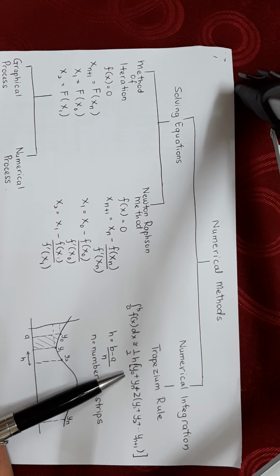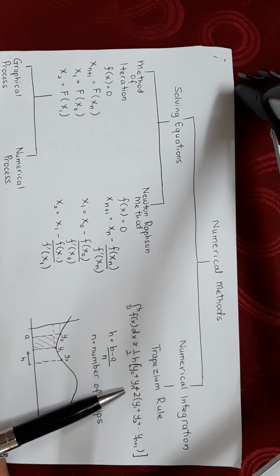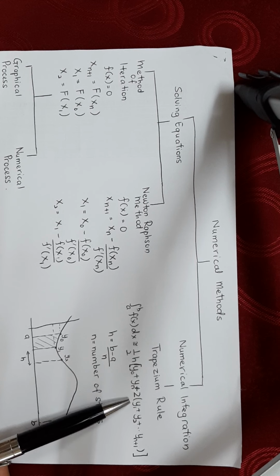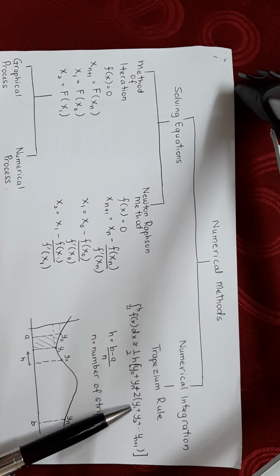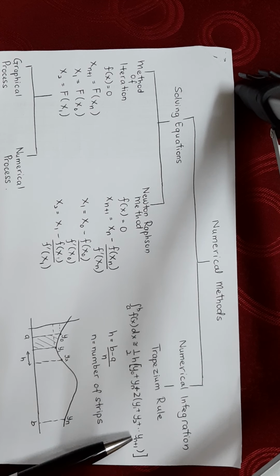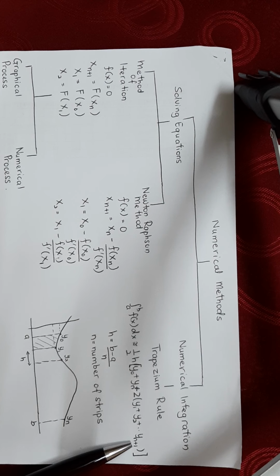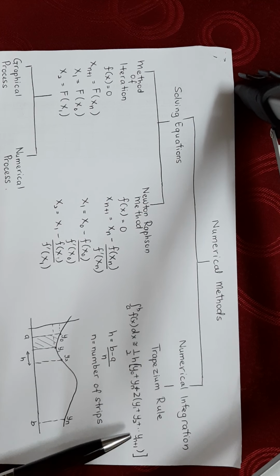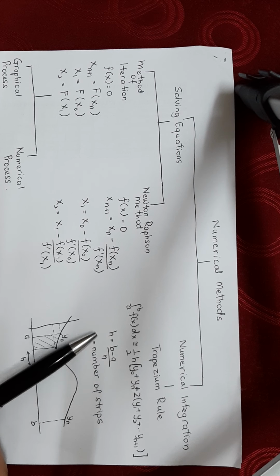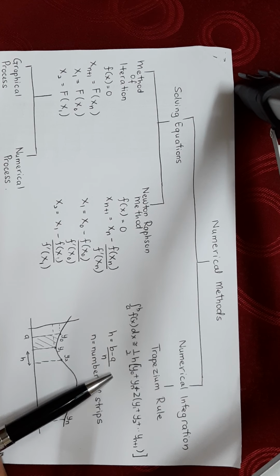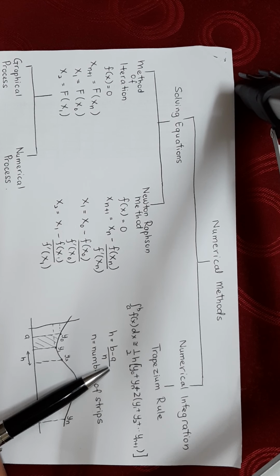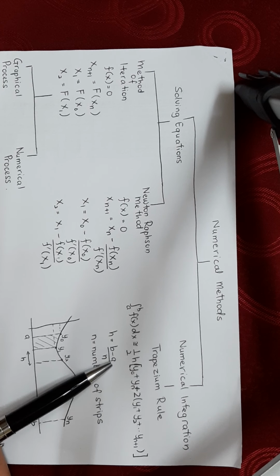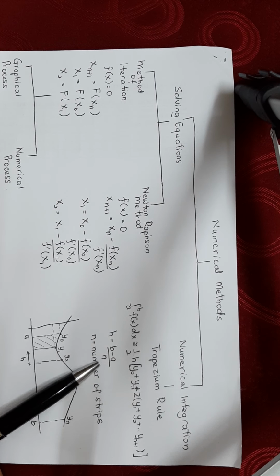Half of the width times y naught, the first y, plus the last y, yn, plus 2 times the total of the y values in between, from y1, y2 up to y sub n minus 1. That's the formula. Now, what is h? H is the width. H is the upper limit b minus the lower limit a, the difference between upper and lower, divided by the number of strips.